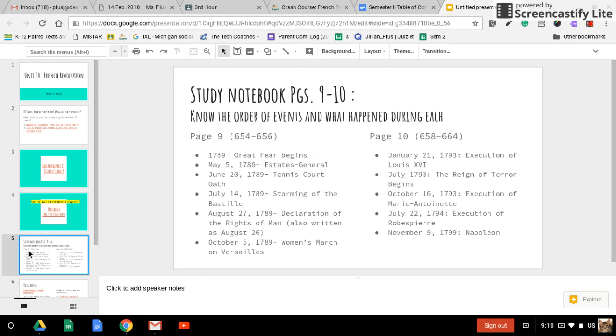Right? So you need to know that it was the Estates General and then the Tennis Court Oath and then the storming of the Bastille. So make sure you know the order. The second thing is you need to know what happened for each of these events. So you need to be able to tell me what the Estates General is. So why did it meet? Who called it? Who was there? Right? What was the Tennis Court Oath? Why did it happen? What did they decide? You need to understand what happened with each of these events.